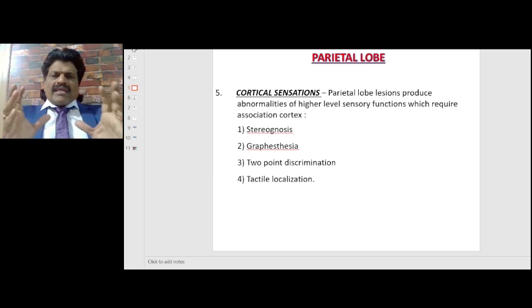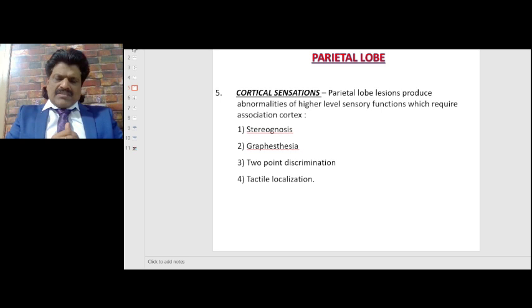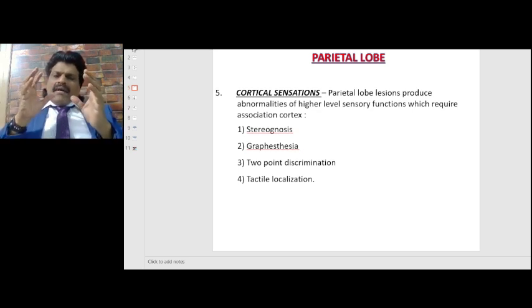So what are the cortical sensations which are perceived by the parietal lobe? Stereognosis. For stereognosis, we ask the person to close the eyes, give something like a pen or keys and ask him to perceive it with his hands, manipulating it with eyes closed, and he should be able to tell what is the object given in his hands. If he is able to tell correctly without looking at the object, by perceiving and manipulating it in the hands, it indicates that the sensation of stereognosis is intact.